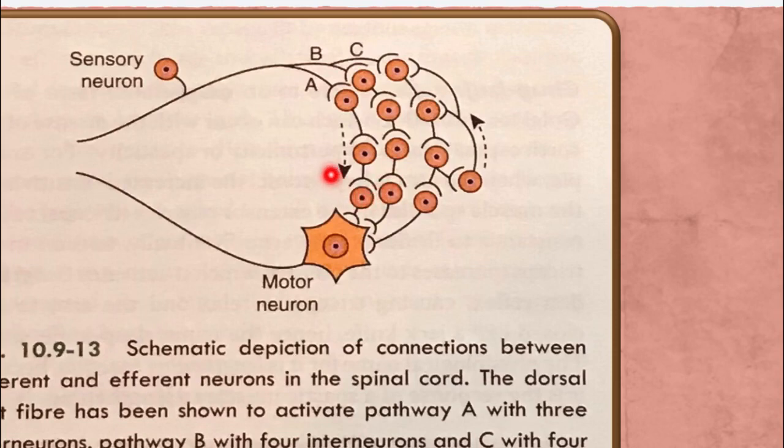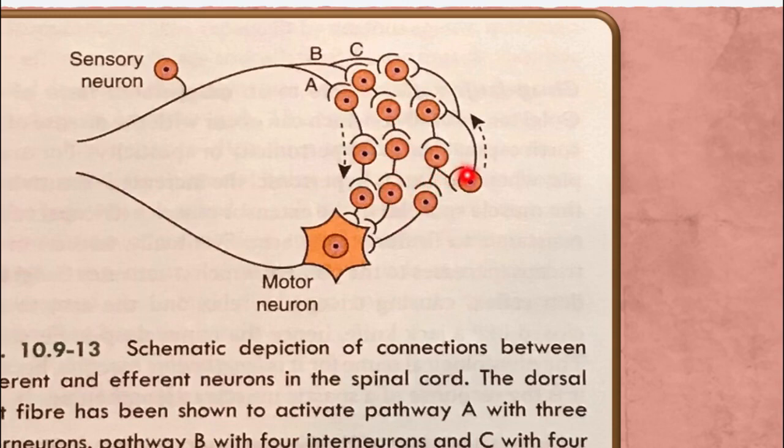Now, one by one, if this impulse travels via the A pathway, it will reach earliest. Out of these 3 pathways, it will reach earliest via the A pathway. If it takes the B pathway, it will take some more time as compared to A. And if it takes C, what is the difference between B and C? The number of synapses is the same.